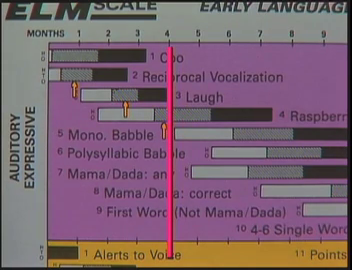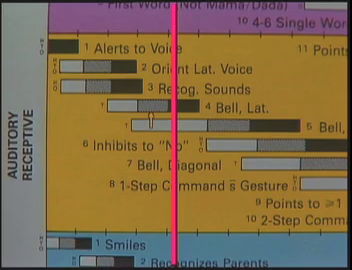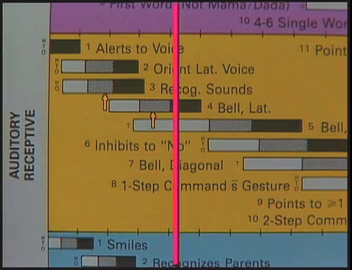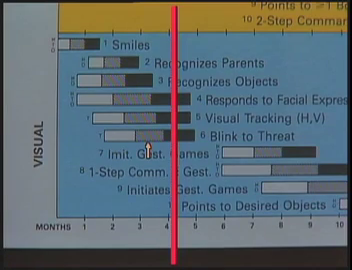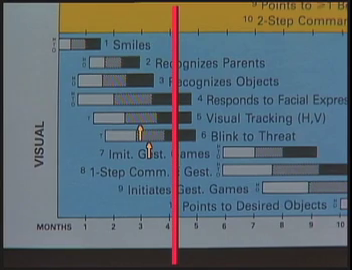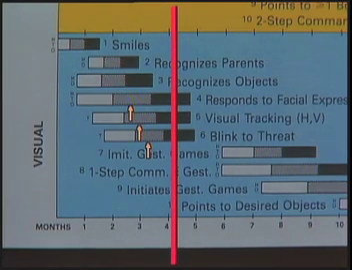In the auditory receptive division, items AR4 orients laterally to the bell, AR3 recognizes sounds, and AR2 orients laterally to voice. And in the visual division, items V6, blink to threat, V5, visual tracking, and V4 responds to facial expressions.